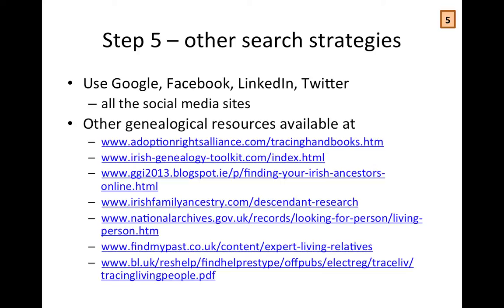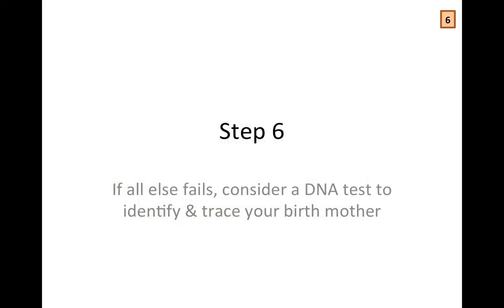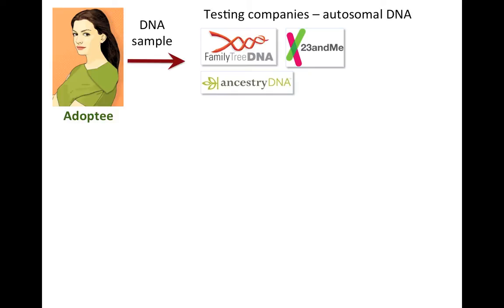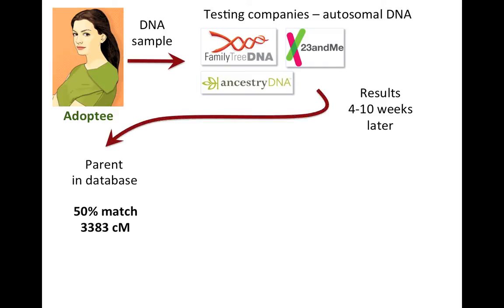Using these search strategies, you may be able to identify and you may even be able to trace your birth mother that way. If all else fails, though, you should consider a DNA test to identify and trace your birth mother. So let's look at this DNA test. If the adoptee, again, provides a DNA sample and tests with all of the three major companies, Family Tree DNA, 23andMe, Ancestry DNA, and orders an autosomal DNA test with these companies, the results will come through in about 4 to 10 weeks.